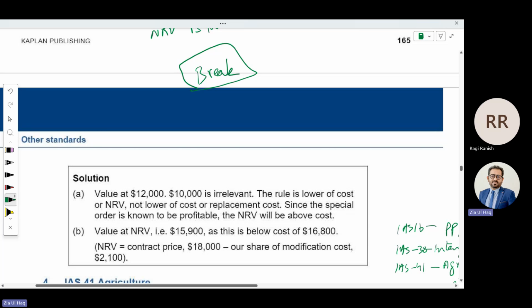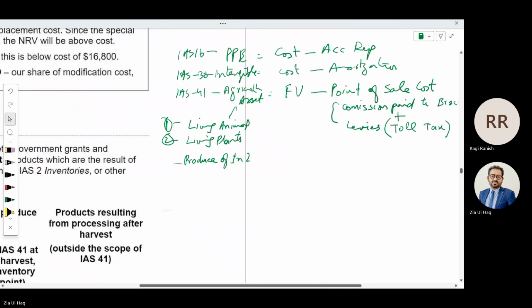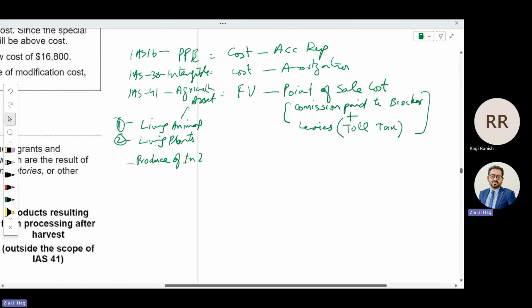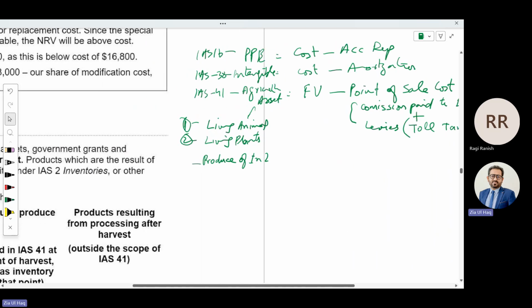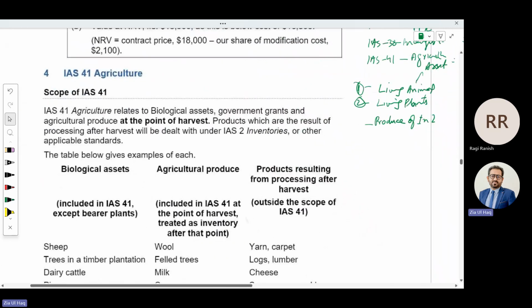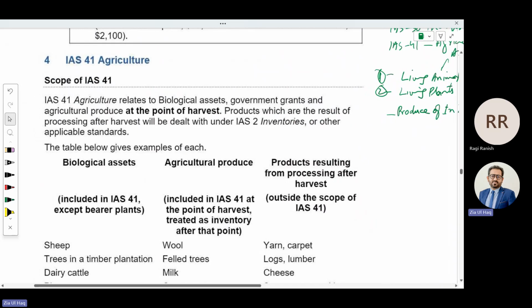IAS 41 agriculture asset. How should we measure? Fair value less point of sale cost. Point of sale cost means commission paid to broker while selling the asset plus any levies, meaning toll tax. And agriculture asset means living animals, living plants, and their produce. Okay, let's read. IAS 41 agriculture relates to biological assets. Biological assets mean living animals and living plants.